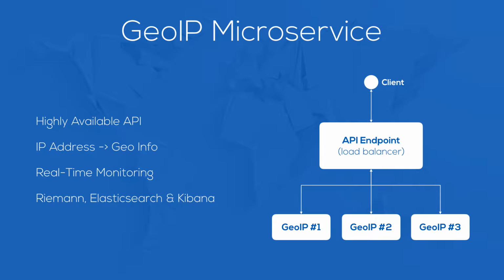Today, we'll be monitoring a highly available microservice that provides an API for IP geolocation. This is a custom solution built with Riemann, Elasticsearch, and Kibana. It provides a configurable dashboard with a global view of the system, the ability to implement custom alerts, a great tool to investigate issues or unexpected behavior, and information needed to predict future resource requirements.